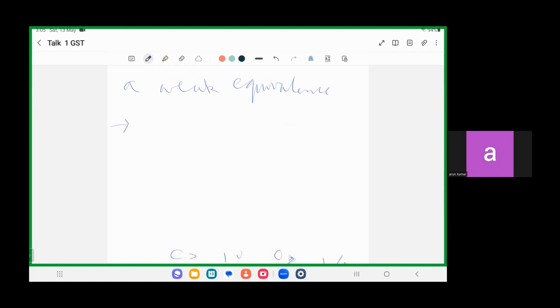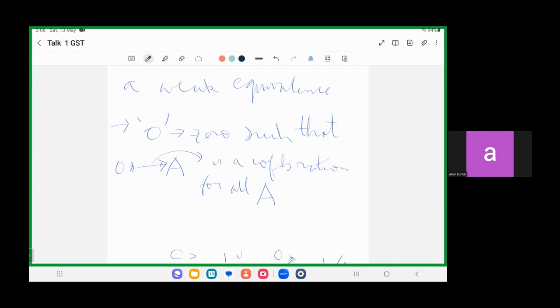So the next condition is that there exists a distinguished zero object. It's a zero object where we fix one such that for any object A, if you have a zero object, you have a unique map from 0 to A. The unique map from this is a cofibration for all A. So given any A, the map from the distinguished initial object to A is a cofibration.